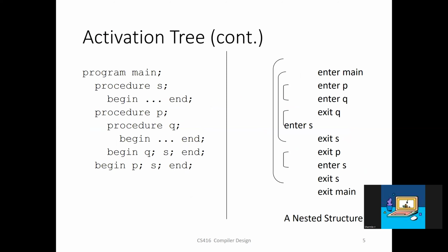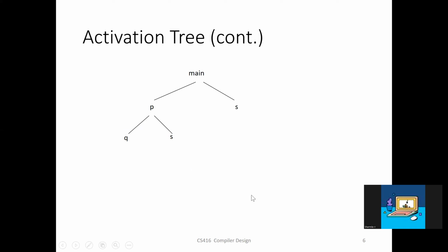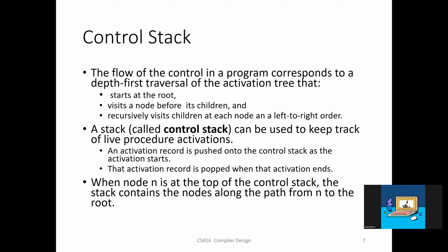The activation tree consists of the main program and the procedures. The main program begins, procedure P begins, procedure Q begins, Q ends, S begins and ends, and P ends. Control enters the main program once it starts, enters P, enters Q, exits Q, enters S, exits S, exits P, enters S, exits S, and exits main. The procedure activation record in a nested structure is shown here. Then what is the control stack, and what is the depth first traversal?